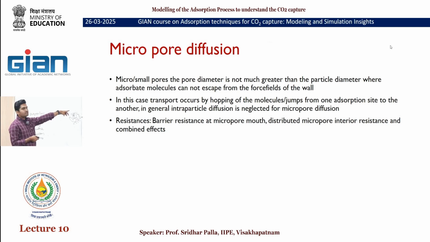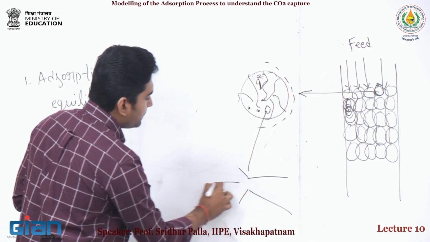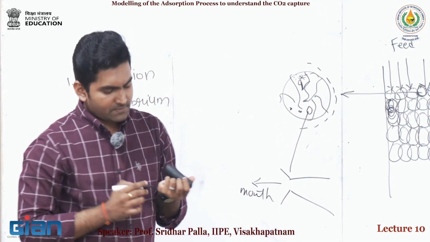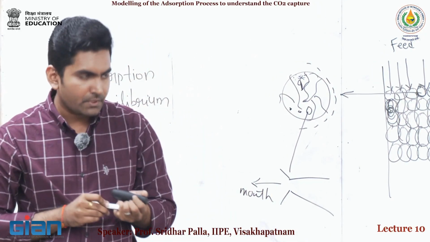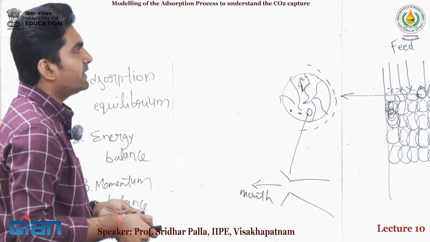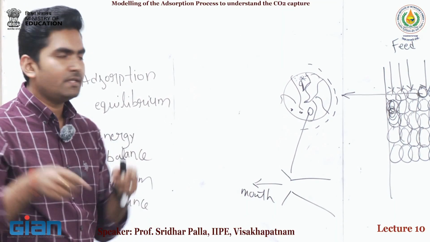So now, what are the resistances inside the microparticle? One is the micropore mouth, that is the opening of the micropore. For example, if there are particles like this, this is a pore mouth. So this is one resistance that we observe in the micropores, and also there is the distributed micropore interior resistance. Inside, there is another resistance.